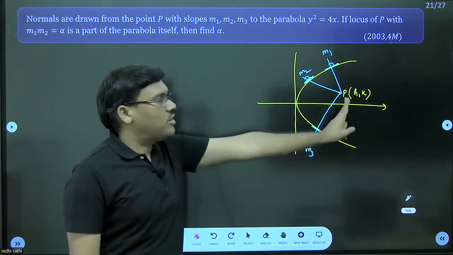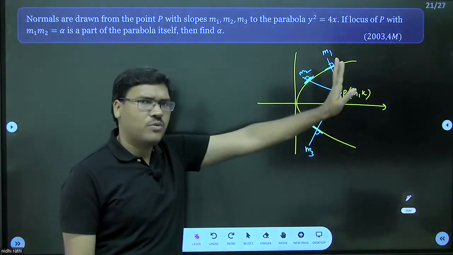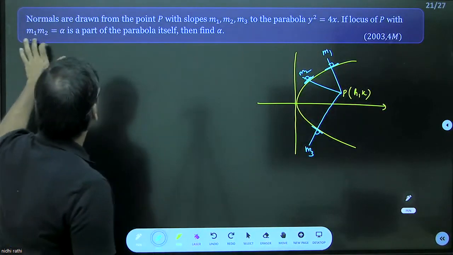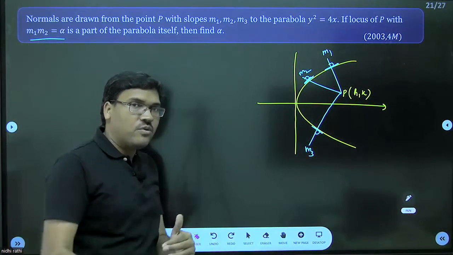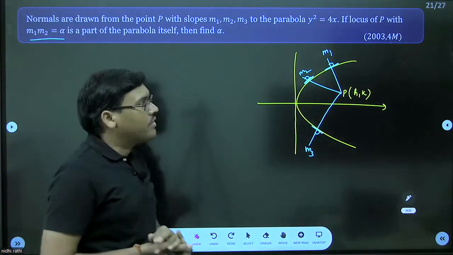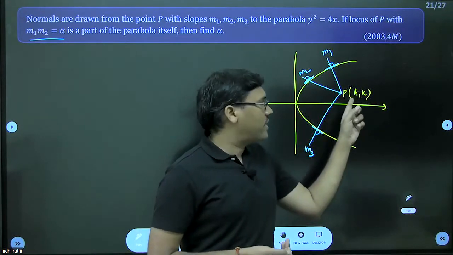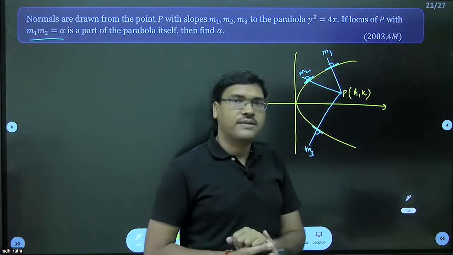If the locus of point P, that is why we assume the moving point h comma k. If the locus of point P with this condition is a part of the parabola, ultimately you have to find the equation of the locus only. Then we will see, right? Now how will you get the equation of locus? That means you have to find the relation between h and k.